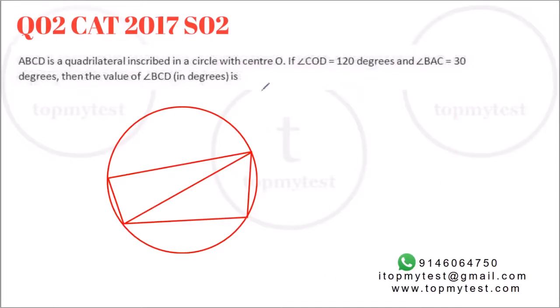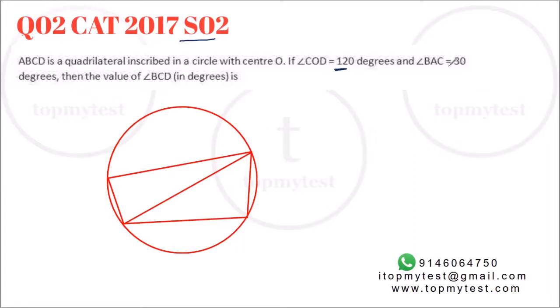The second question is from CAT 2017, slot 2. Not too difficult. Let's see what this is. ABCD is a quadrilateral inscribed in a circle, a cyclic quadrilateral with center O. If angle COD is 120 degrees and BAC is 30, find the value of angle BCD.